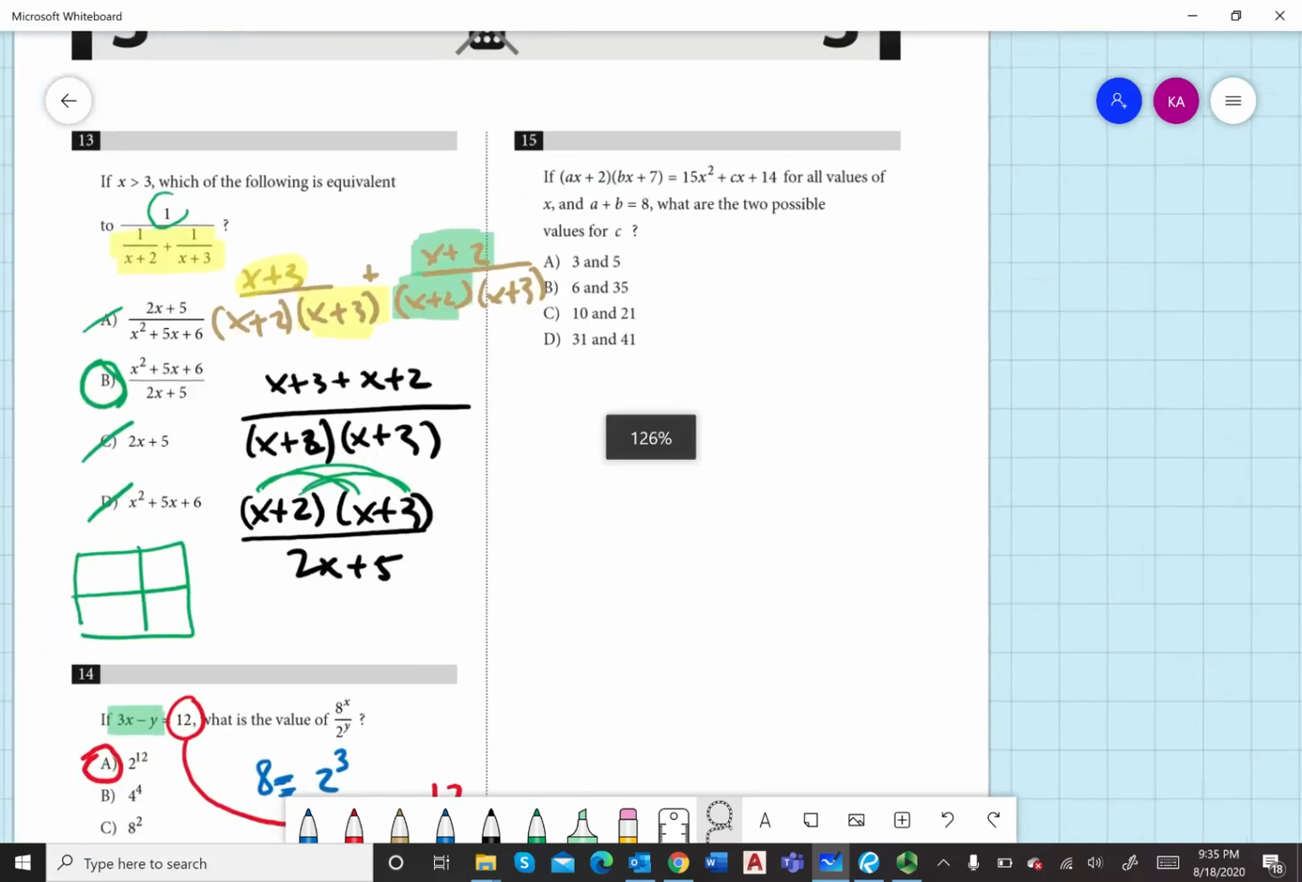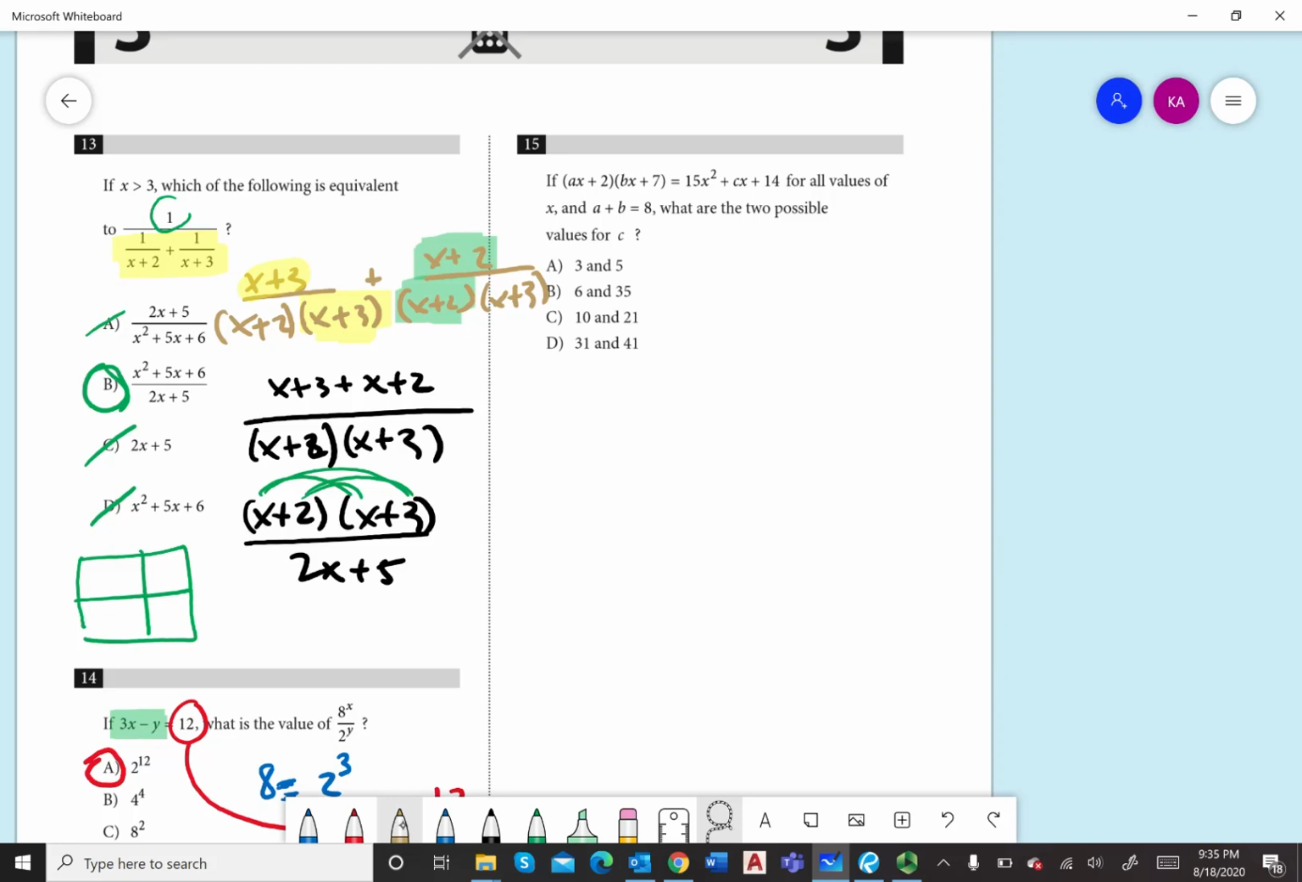Okay, so if ax plus 2 times bx plus 7 is equal to 15x squared plus cx plus 14 for all values of x, and a plus b is equal to 8, what are the 2 possible values of c? Okay, again, this is like one of my favorite questions.